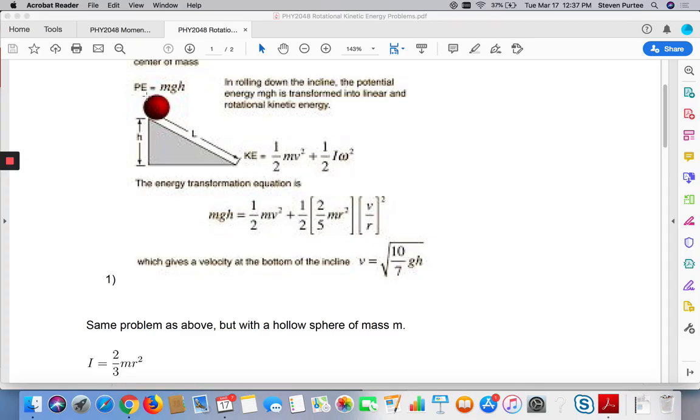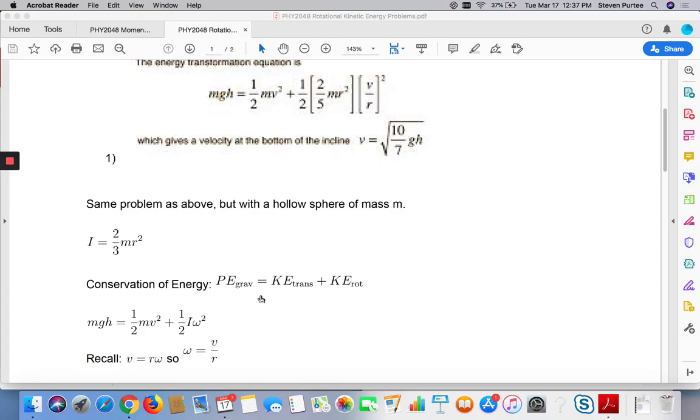So our ball is hollow. It's going to roll down the hill. We want conservation of energy. The potential energy it starts with will be converted into translational kinetic energy. That's the center of the mass of the ball moving down the hill, plus rotational kinetic energy. That's the ball moving, spinning, rotating.